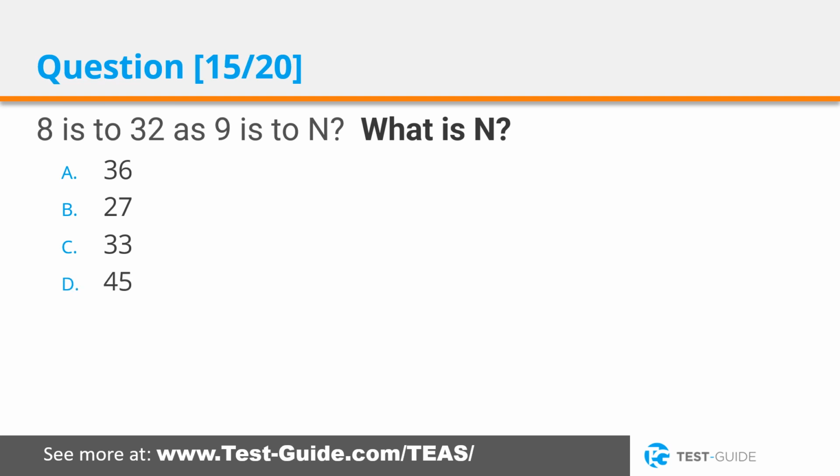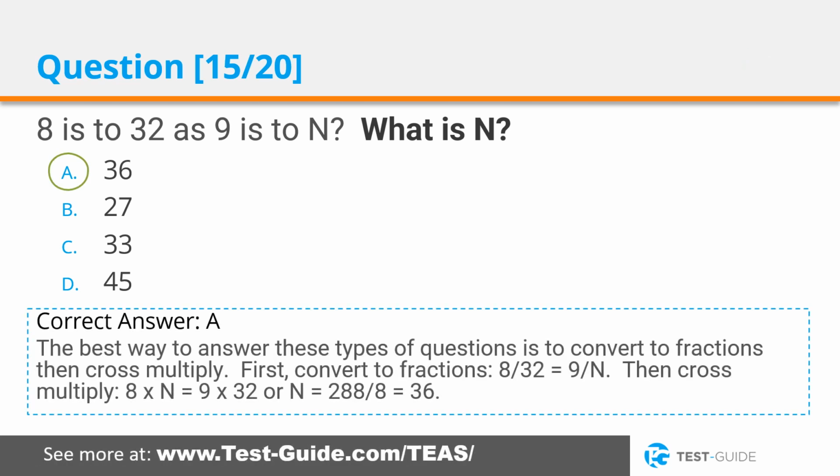Question 15. 8 is to 32 as 9 is to n. What is n? 36, 27, 33, 45. Correct answer A. The best way to answer these types of questions is to convert to fractions and then cross multiply. First, convert to fractions. 8 over 32 equals 9 over n. Then cross multiply. 8 times n equals 9 times 32, or n equals 288 divided by 8, which equals 36.